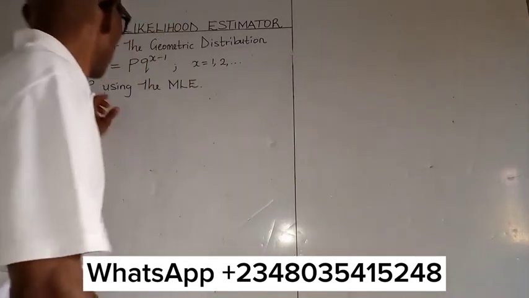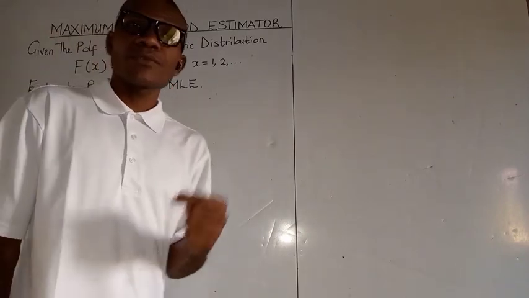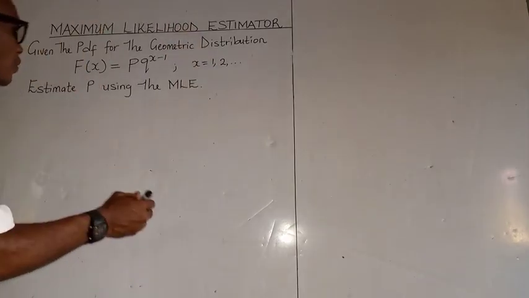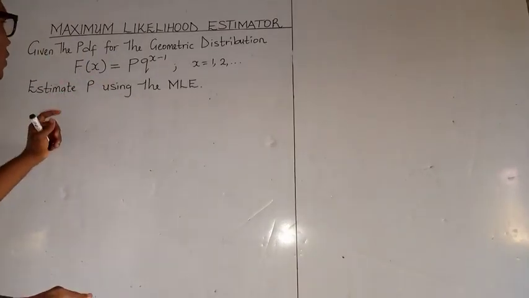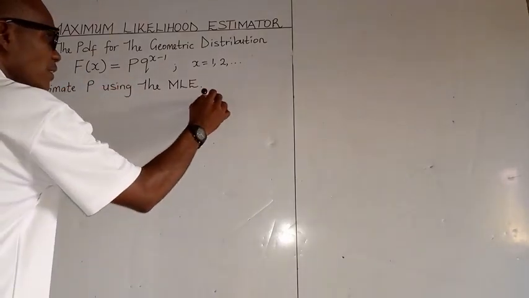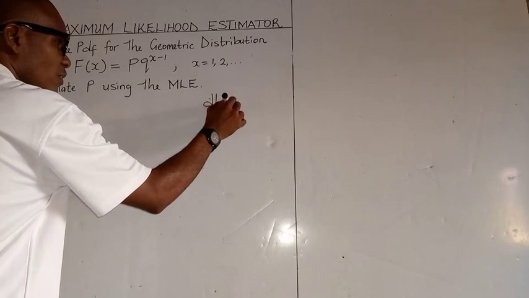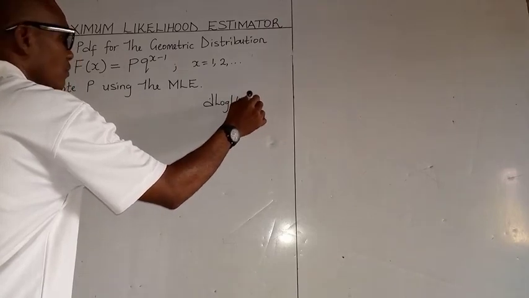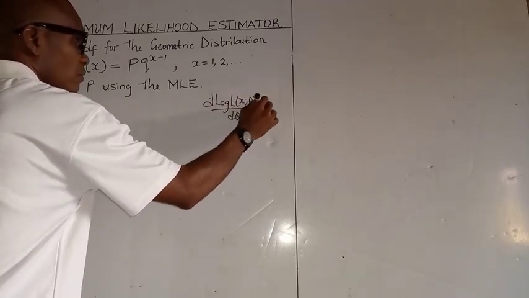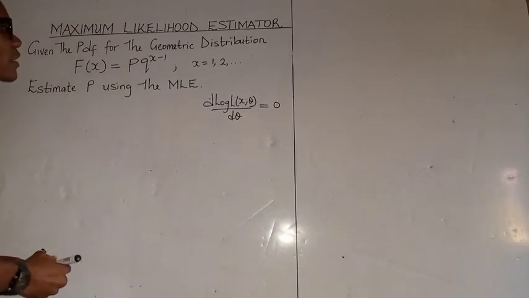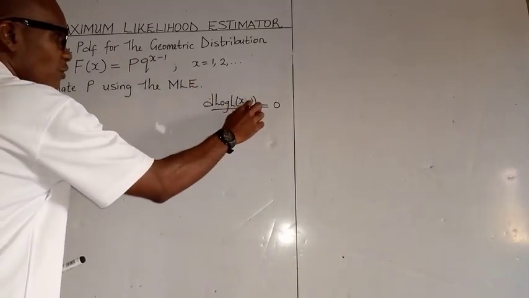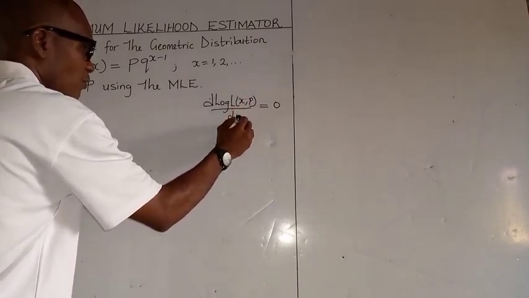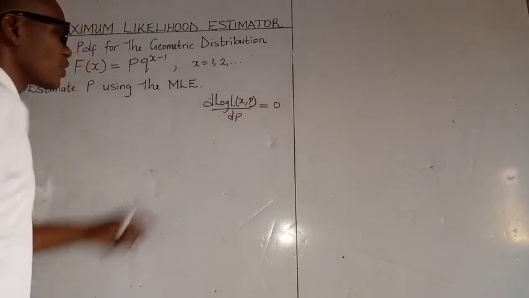How to obtain P using the maximum likelihood estimator for the geometric distribution. We should recall that the solution to the likelihood function is the differential of the likelihood function equal to 0. But in this case, we are not using theta, we are using P, because we are asked to estimate P. So we'll be differentiating with respect to P.